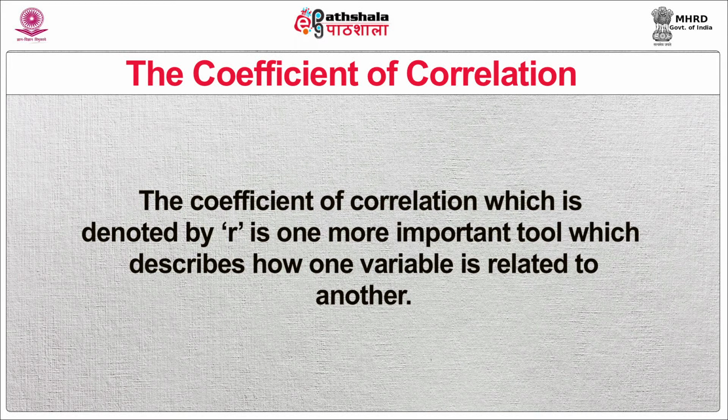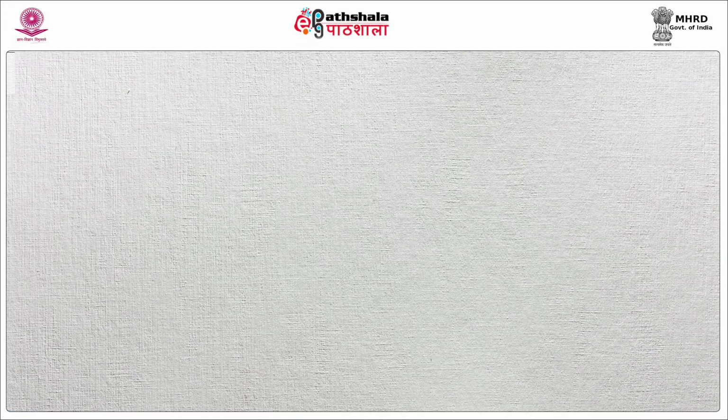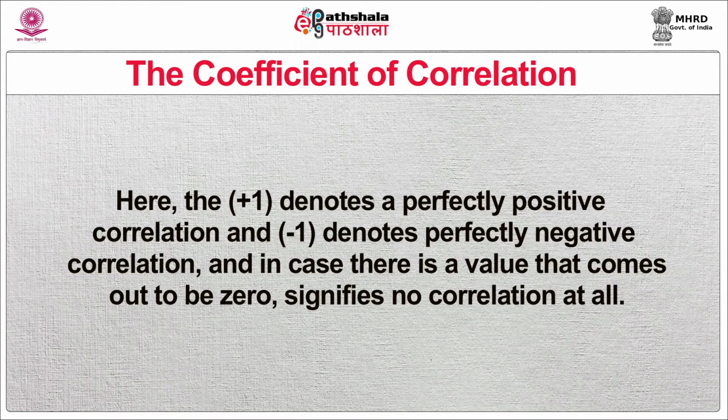The coefficient of correlation, which is denoted by small r, is one more important tool which describes how one variable is related to another. The coefficient of correlation actually measures the degree of relationship between the two related variables. The value of this coefficient always remains between +1 and -1. Here, +1 denotes a perfectly positive correlation and -1 denotes a perfectly negative correlation. And in case the value comes out to be 0, it signifies no correlation at all. All other values between 0 and 1, whether positive or negative, will signify their magnitude of correlation.